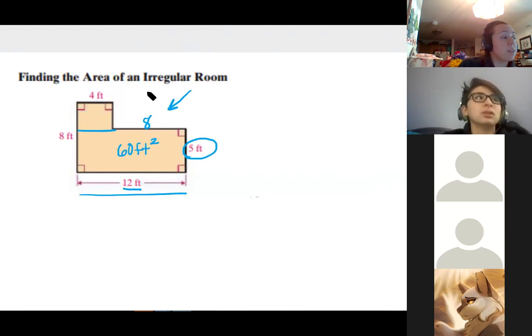And then what about this side here? What would this length of the figure be? If I know this is 8 and this side's 5, that would be 3. So what would the area of that little square be?